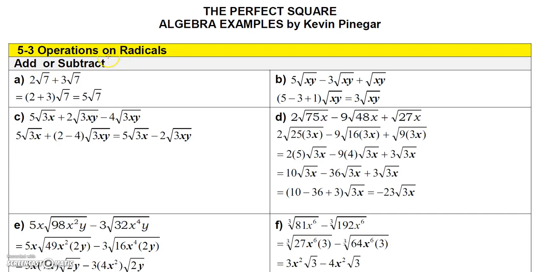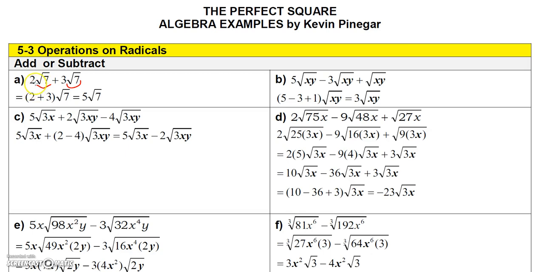Okay, let's move on to operations on radicals, and we'll start with adding or subtracting radicals. What we need to learn about adding or subtracting is if the radicals are alike, you can actually add them. Like here, the radical is square root of 7 in both of these terms. So you could do this two ways.